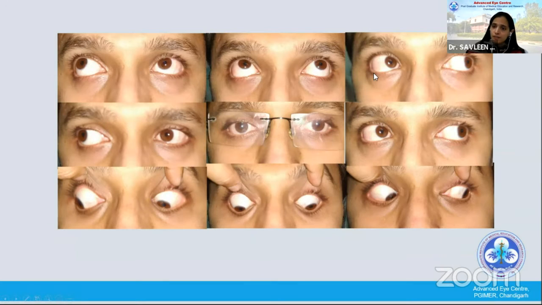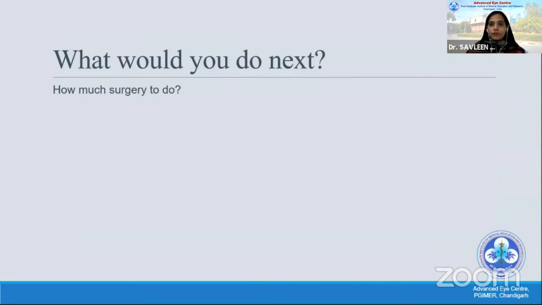There is some redness over the lateral rectus insertion in the right eye, but we are not sure which eye was operated, and we do not know at all what the measurement was at the time of the first surgery. So what would you do next? How much surgery would you do, considering your surgical dosages assume the location of extraocular muscles to be normal?